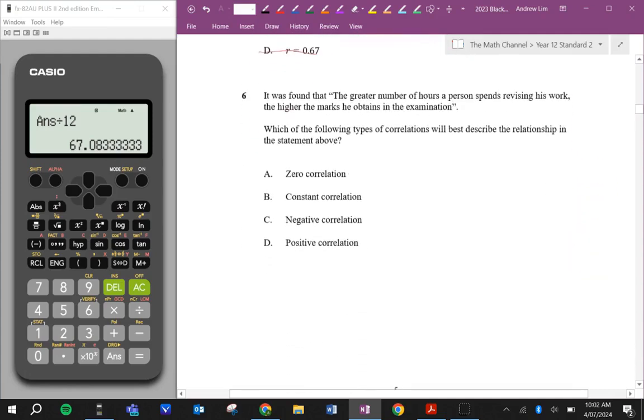It was found that the greater number of hours a person spends revising his work, the higher the marks he obtains in the examination. Which of the following types of correlations will best describe the relationship in the statement above? So to me that's positive. The more hours you spend, the higher the marks. So if this is hours and this is marks, the more hours, the more marks. So that's a positive.